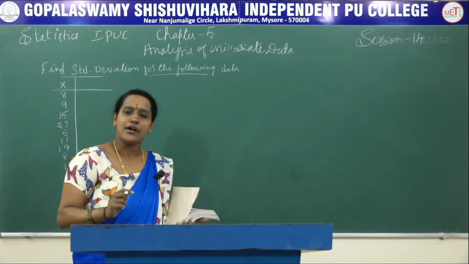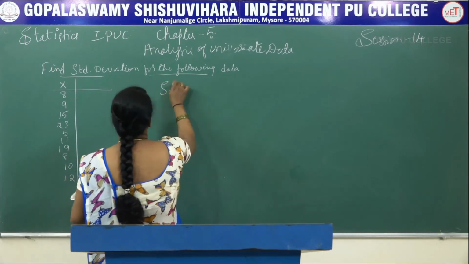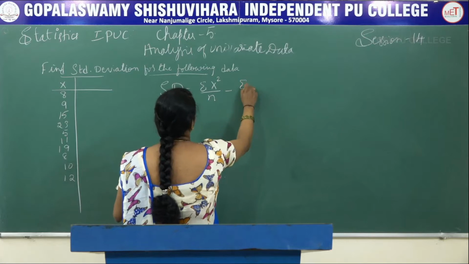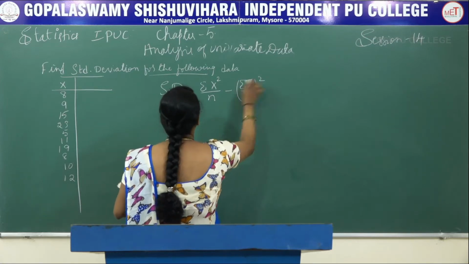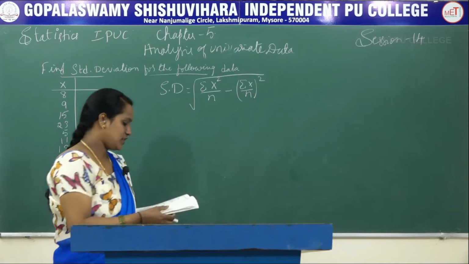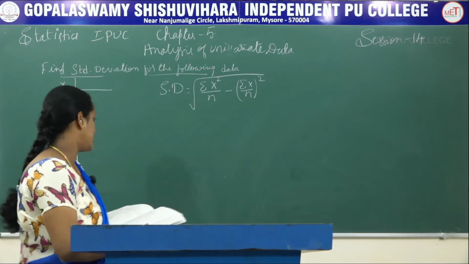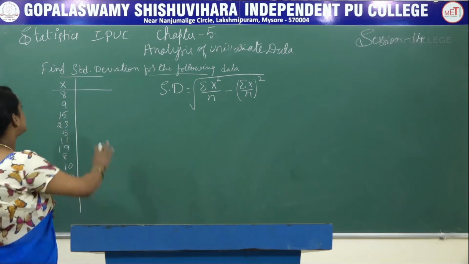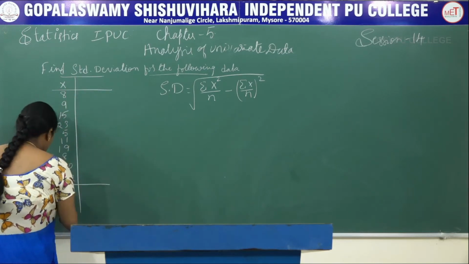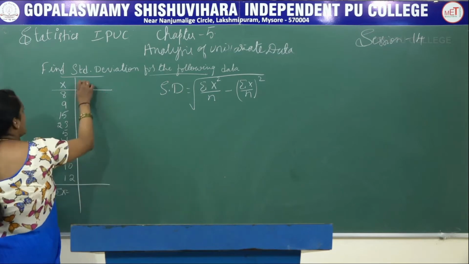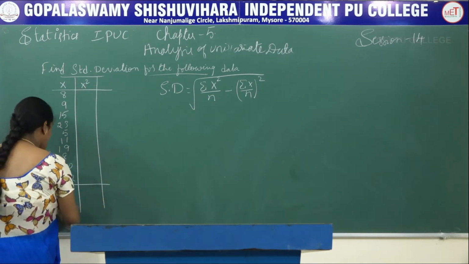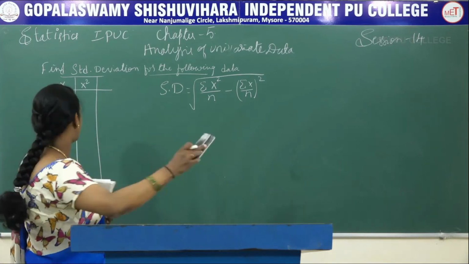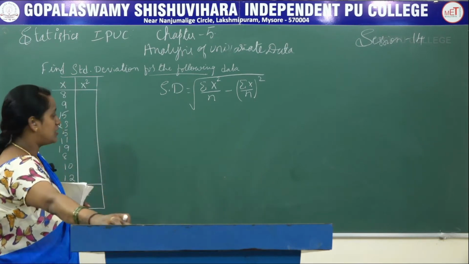The formula to find standard deviation for raw data is, standard deviation is the square root of summation of x square divided by n minus summation x divided by n the whole square. So we want summation of x square and summation of x. That is, we have to add the x values, and similarly we have to square the given data, then take the summation.